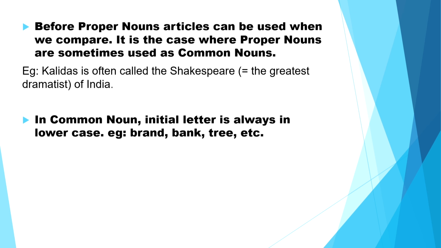Now moving on, here is an exception. Before proper nouns, articles can be used when we compare. It is the case where proper nouns are sometimes used as common nouns. For example, Kalidas is often called the Shakespeare of India. First of all, let us identify the proper nouns over here. Kalidas, Shakespeare and India, these are proper nouns. Now, as you can see, there is no article used before Kalidas and before India, but before Shakespeare, an article is used. So, here using the article the before Shakespeare means that we are comparing Shakespeare and Kalidas. Here the Shakespeare means the greatest dramatist, hence it is correct.